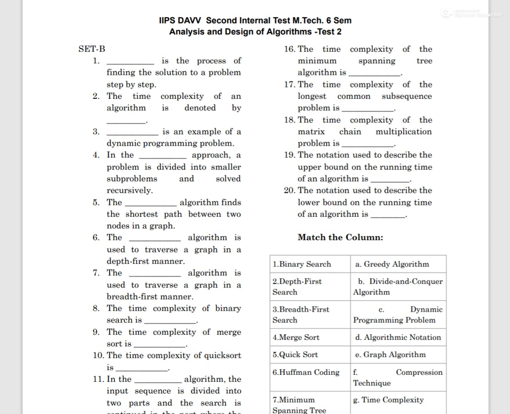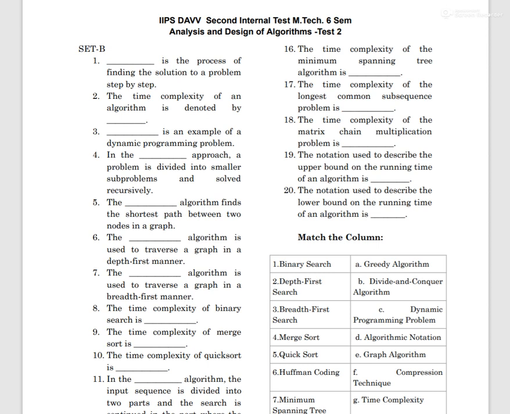The question number 6 is the dash algorithm is used to traverse a graph in a depth first manner. So the correct answer is depth first search, in which traversal is done in a depth first manner, and it is similar to the next question in which the breadth first search algorithm is used to traverse a graph in the breadth first manner. These are two similar questions.